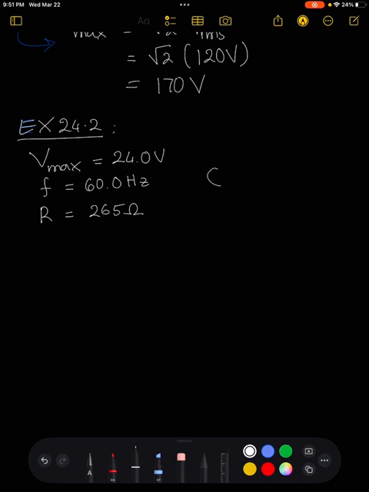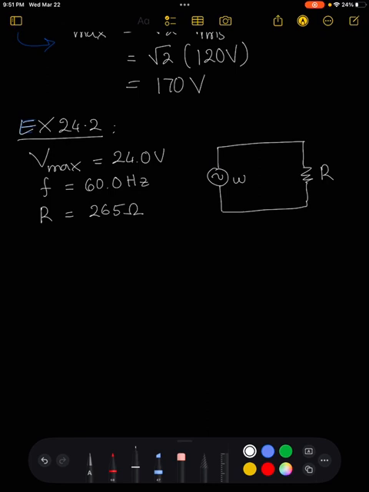So we have an AC source. That's the AC source. It has the angular frequency omega, and a resistor R connected to it. Okay. So that's basically our simple circuit right here.